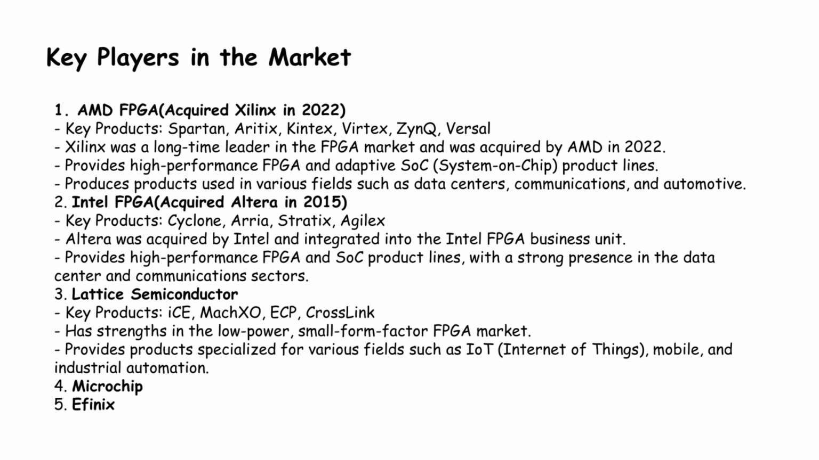FPGAs are manufactured by various companies, but AMD, formerly Xilinx, and Intel currently account for more than 50% of the global market share. Other vendors include Lattice Semiconductor, Microchip, and Efinix, among others. AMD and Intel both offer a full range of FPGA products, from low-end to high-performance devices, while other companies tend to focus on low-power or compact form-factor FPGAs.